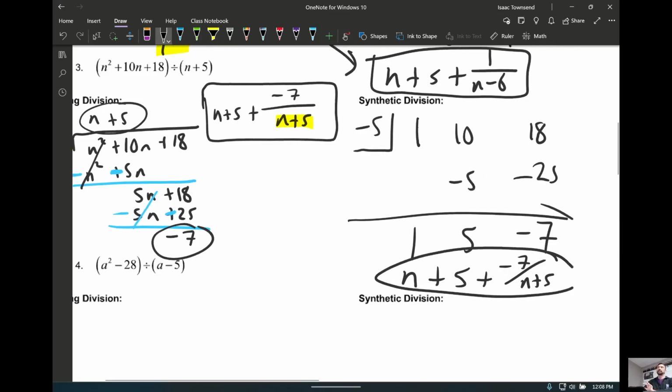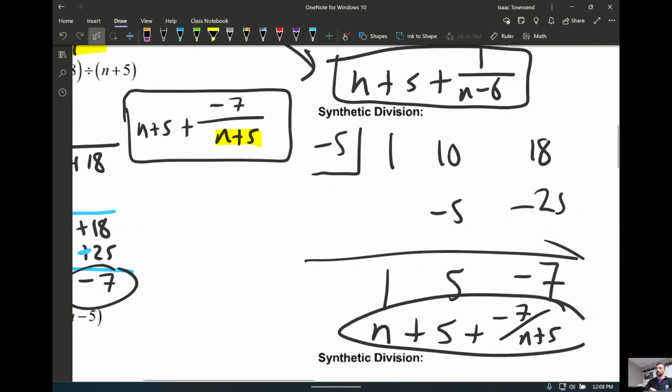Now, I haven't said this today, but I feel like you guys should know this. Adding a negative is really just the same thing as subtract. So if you'd rather make this minus the whole fraction instead of adding a negative, I'm sure that's how it would look on the ACT. They're not going to add a negative, but they're the same.